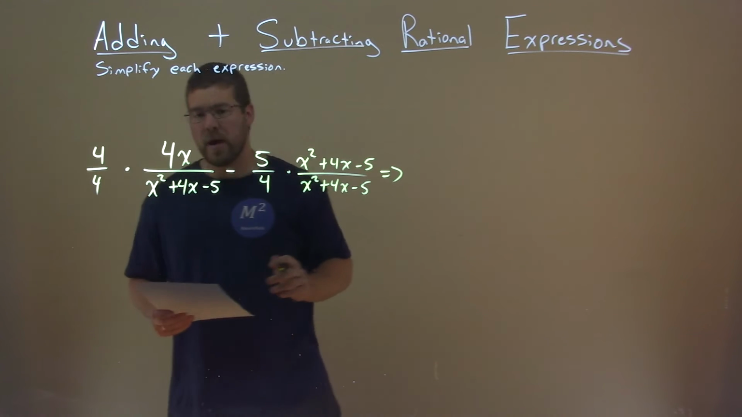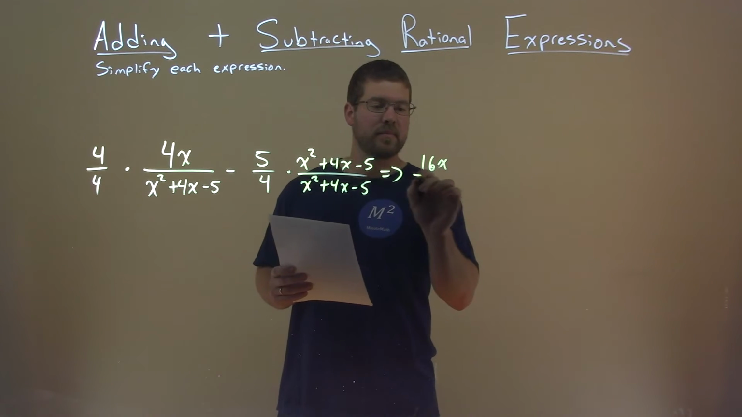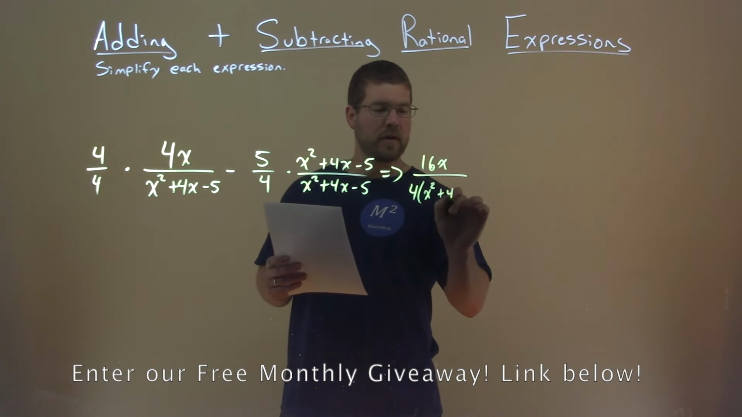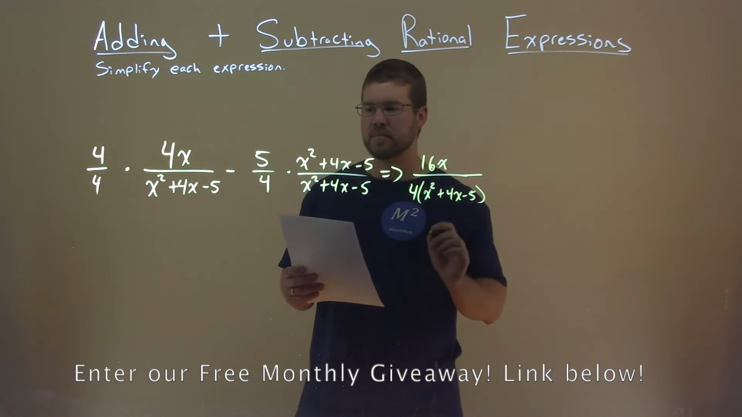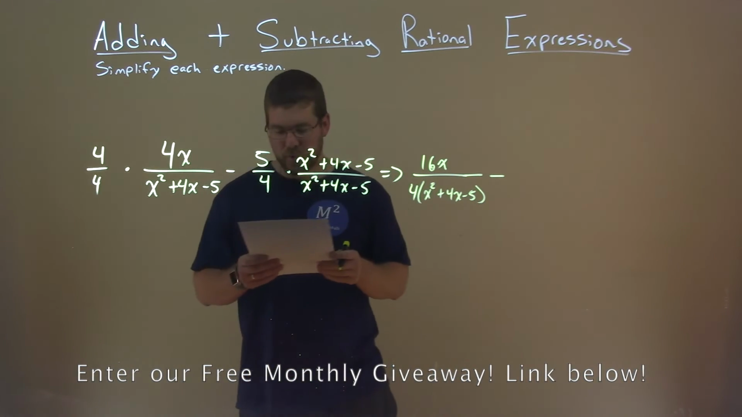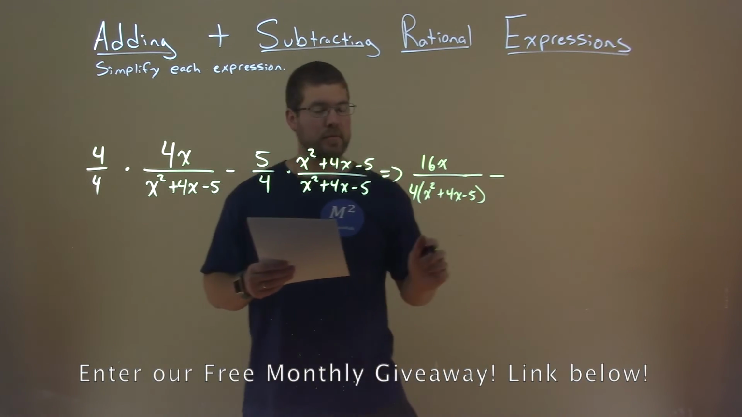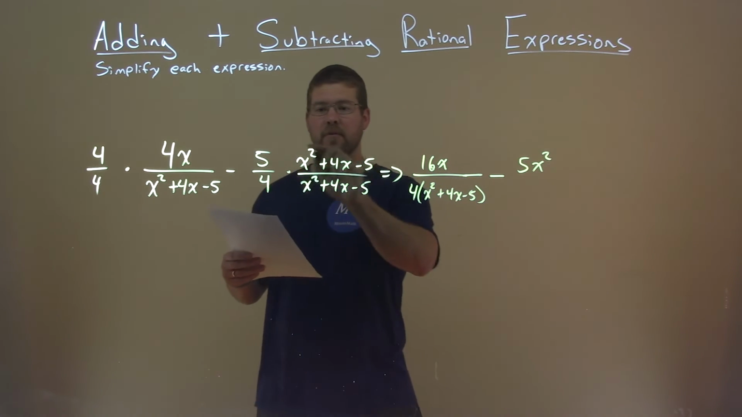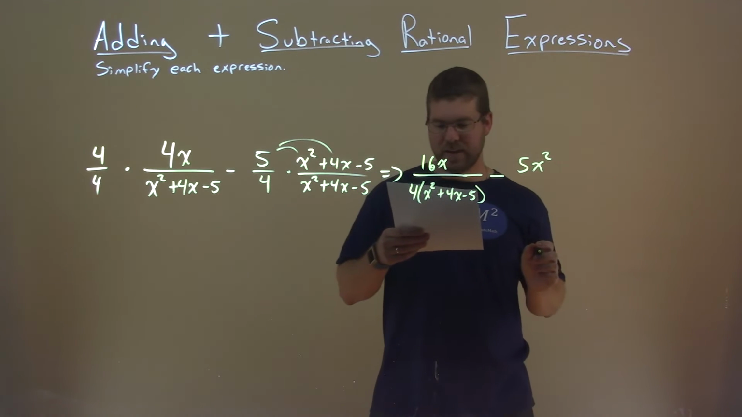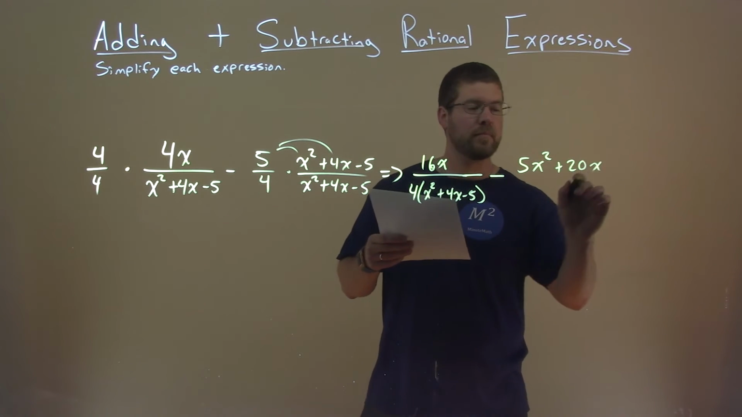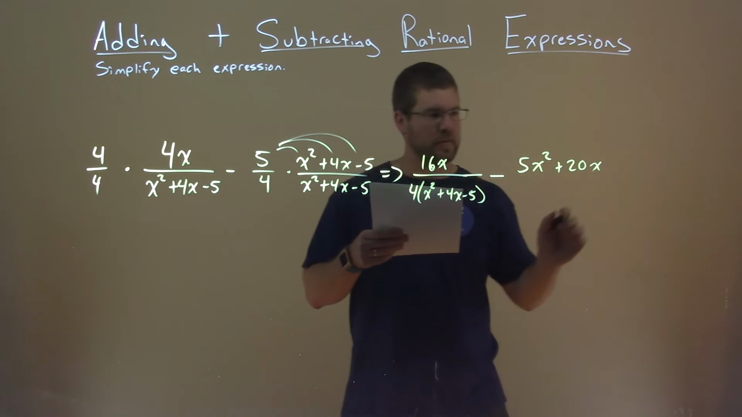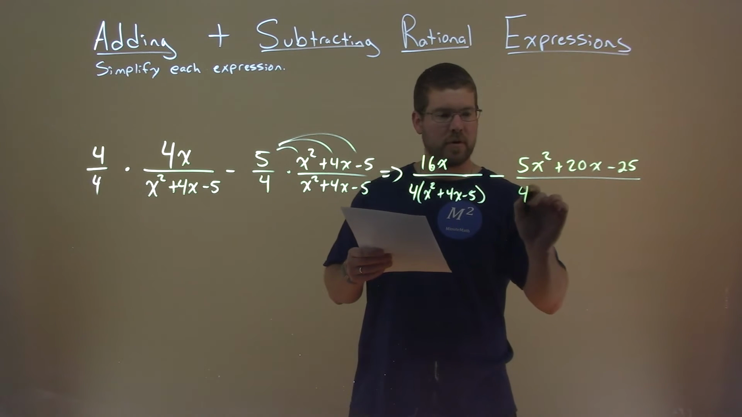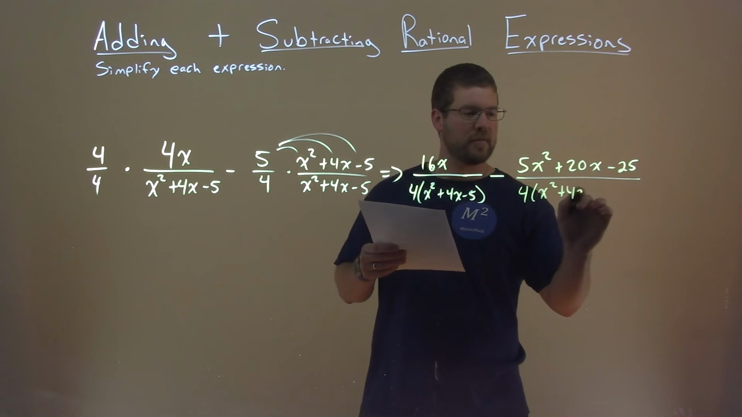Well, 4 times 4x is a 16x. Denominator is going to be 4 times that x squared plus 4x minus 5. Minus, well, let's go multiply out that 5. 5 times x squared is 5x squared. 5 times 4x is a 20x. And 5 times a negative 5 is a minus 25. All over again, that denominator, 4 times x squared plus 4x minus 5.